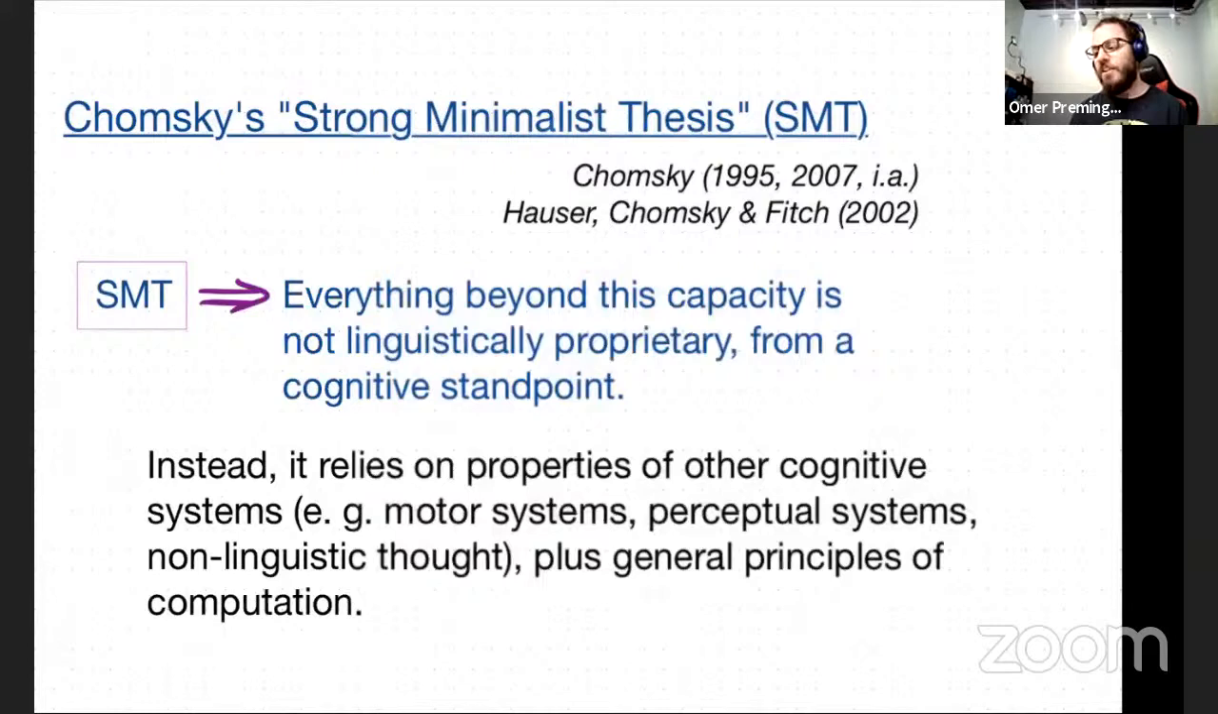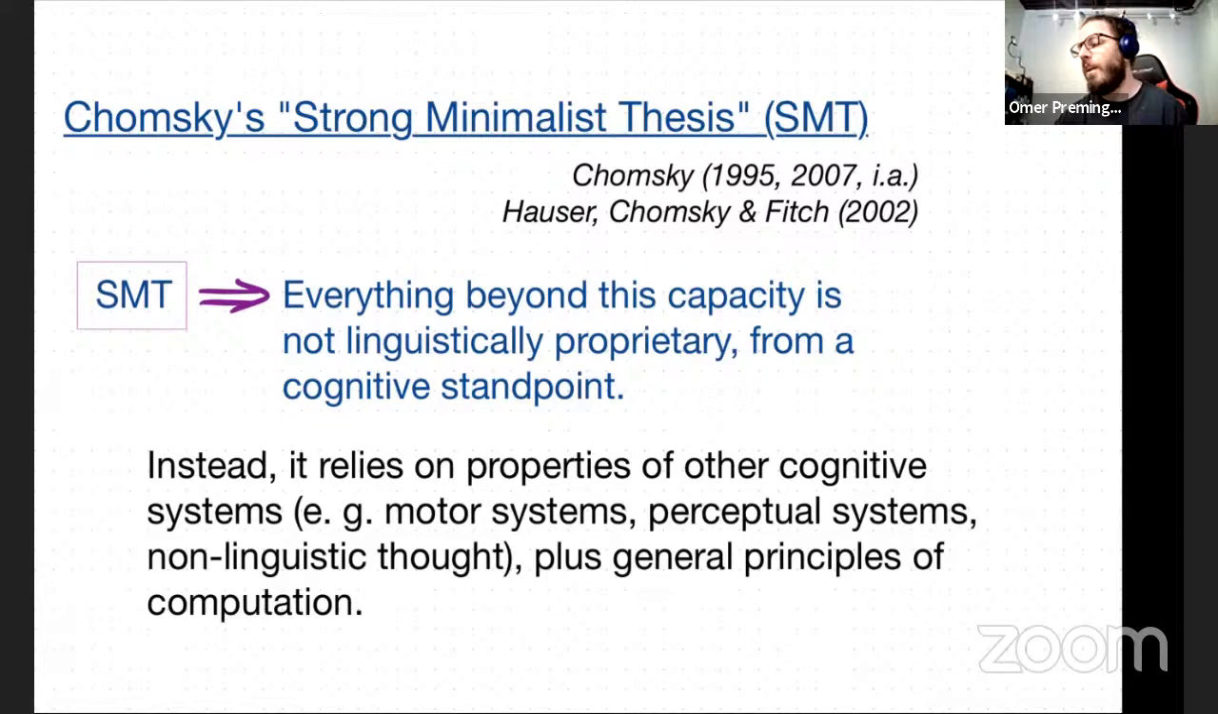That entails that everything beyond this capacity has to be, like I said, more general than pertaining to language proper. And instead would have to rely on properties of other cognitive systems, and Chomsky lists among these the motor systems, perceptual systems, systems of non-linguistic thought. Plus it could also rely on, let's say, general principles of computation. But all of these would have to be of a purview that is not specific to the human capacity for language, which, according to this hypothesis, is sort of animated by merge.